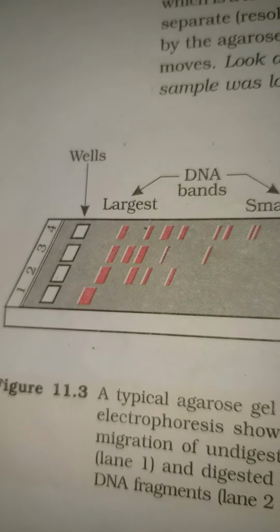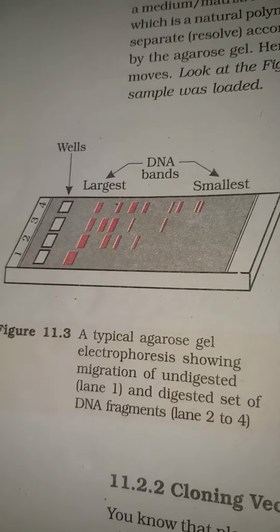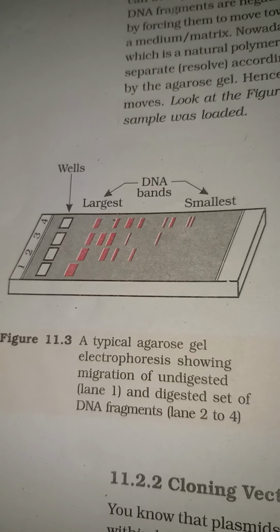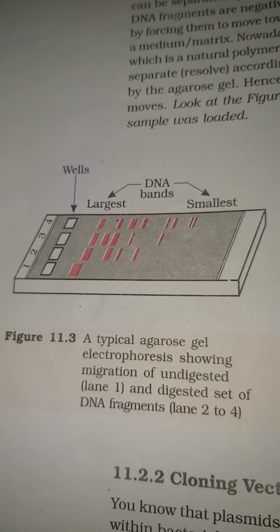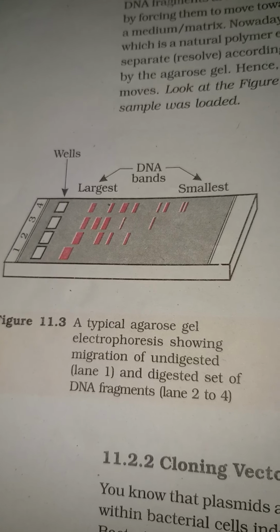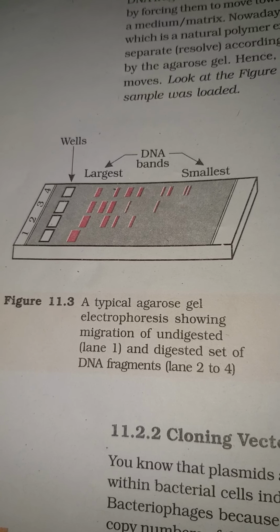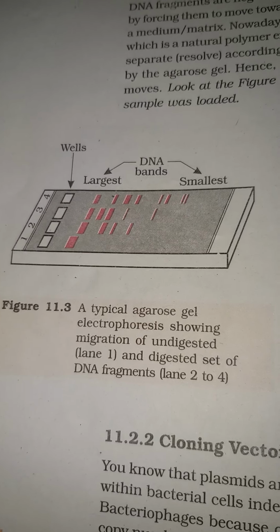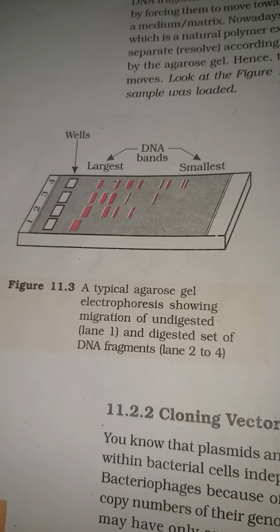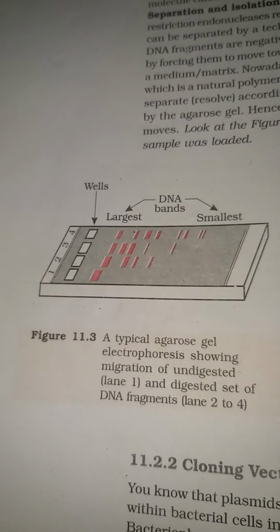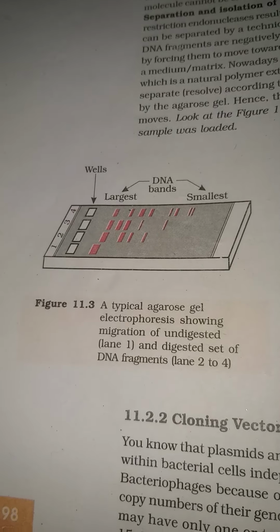Now if you see here, this is a DNA; the smallest fragments are deflected, and these orange bands are a typical agarose gel electrophoresis, showing the migration of undigested DNA, that means they are not digested. Since they are not digested, they could be separated easily. So this is basically the method that is used.